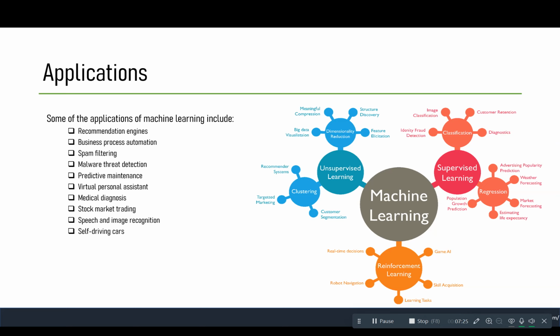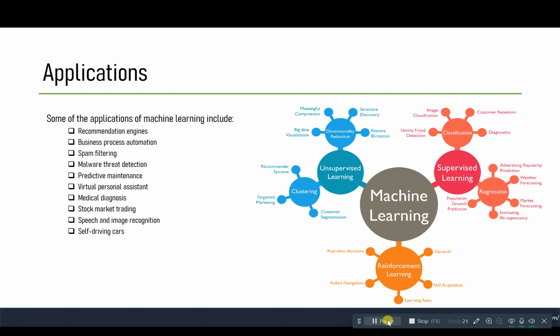Then we have malware threat detection. This involves using machine learning algorithms to identify and protect against malicious software or viruses. These algorithms can analyze network traffic, user behavior and other data to detect and prevent cyber attacks also. Malware threat detection is commonly used by antivirus software, network security systems and other cyber security applications.